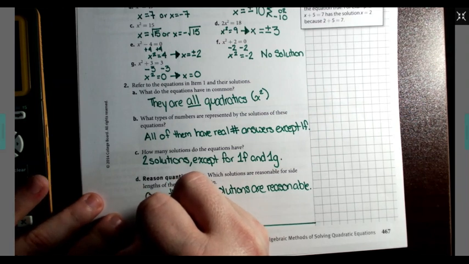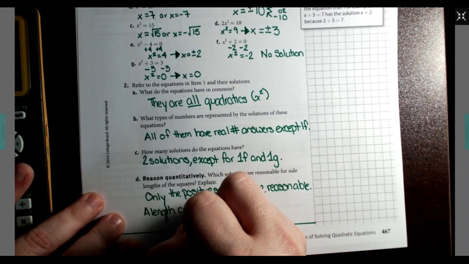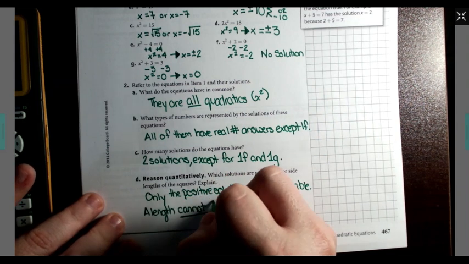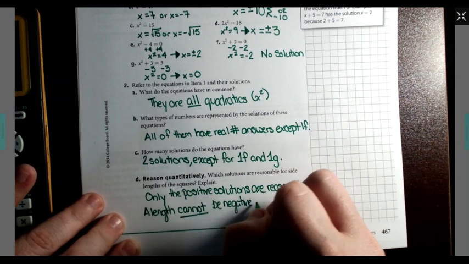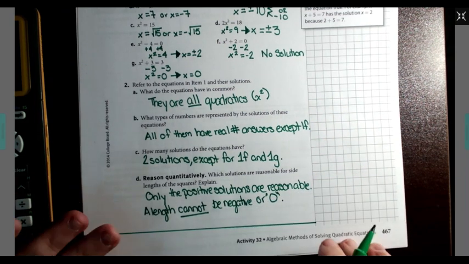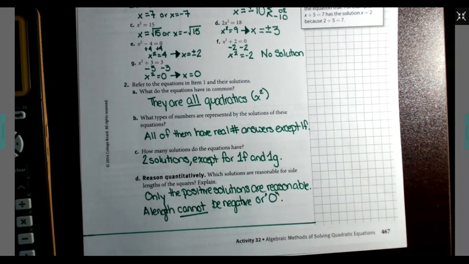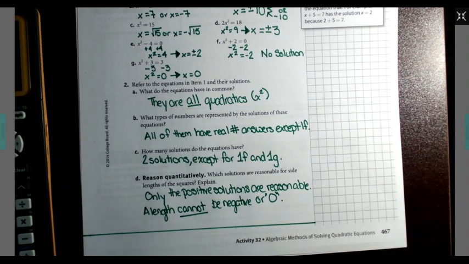A length cannot be negative or 0. If you have a length of 0, that means that the side doesn't even actually exist. That doesn't make sense. All right. Go ahead and copy down 1 and 2. There's a debriefing on the next slide. Go ahead and get that answered, and then we'll move on to the next set of questions.